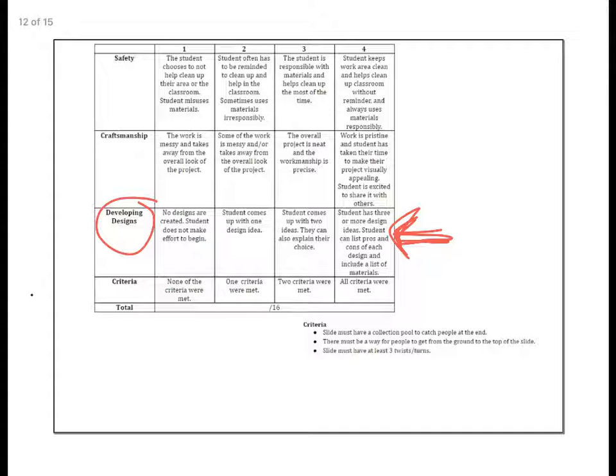And then the last part is criteria. Here are the criteria to keep in mind. We talked about those already once, but to get all the credit for the criteria, if you want to get 4 points, you have to do all 3 of these. So you have to have a collection pool at the end. There has to be a way for people to get to the ground, or from the ground to the top of the slide, and it has to have at least 3 twists and turns.